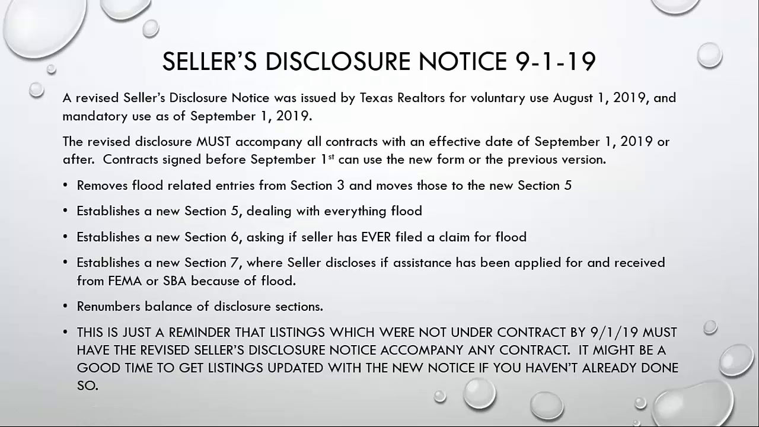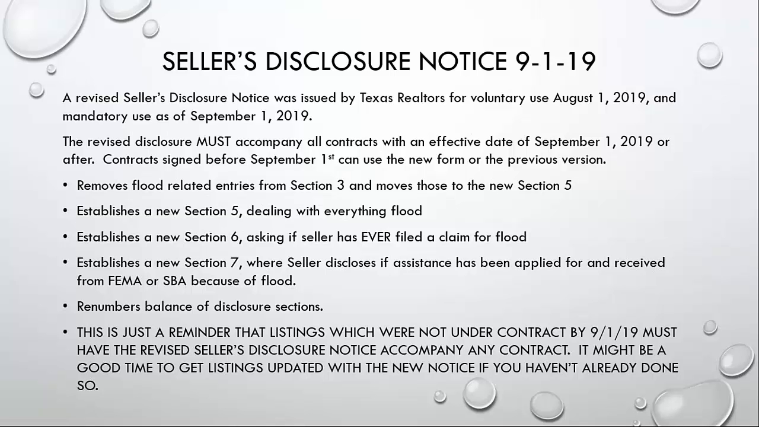One more time with the seller's disclosure notice, which was mandatory September 1st, 2019. This seller's disclosure notice was revised primarily because of Harvey. It now has a new Section 5, and it is all about flood. This form was mandatory as of September the 1st. This form must be used, accompany all contracts dated September 1st and later.